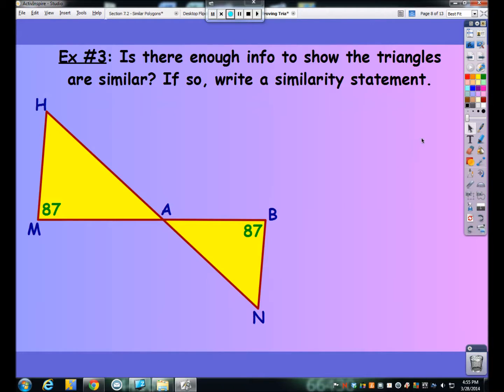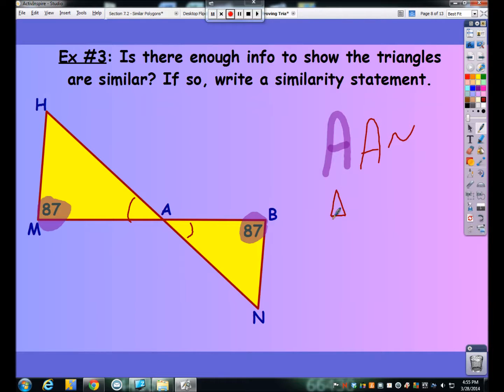Example 3. Is there enough information to show we have congruent, or not congruent, similar triangles? If so, give the similarity statement once again. Well, the first thing you should hopefully immediately notice is we have matching 87s. So again, we've got one angle down, one angle to go. Some of you are immediately going to see we've got vertical angles, and those are always congruent, so we do, again, have similar triangles.